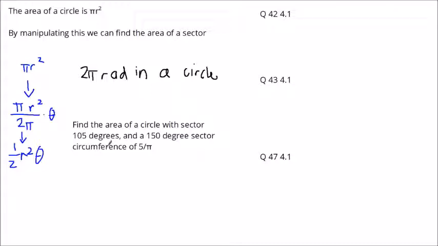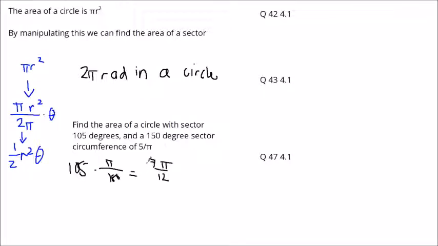the formula, and we want to find the area of a circle with a sector of 105 degrees. Once again, it's degrees, so we have to convert it to radians. Let's do that right now. 105 times pi over 180 is equal to 7 pi over 12. And a 150 degree sector. Okay, I made this really hard for no reason.